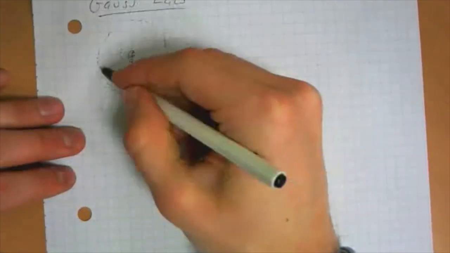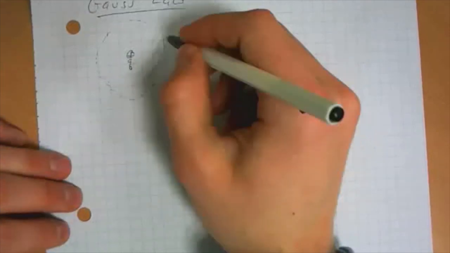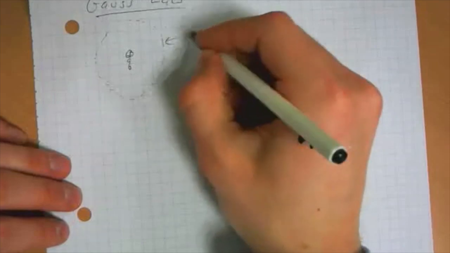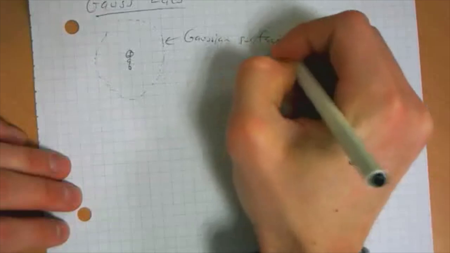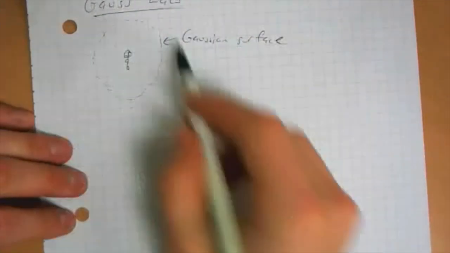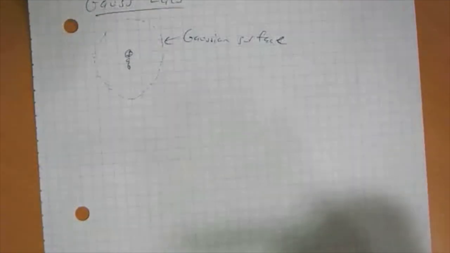We're going to consider the flux through a sphere, an imaginary sphere around the charge. Just as a point of reference, this is called a Gaussian surface, just because there's nothing actually there. We're just considering the flux through this spherical shell that is not actually a physical object.